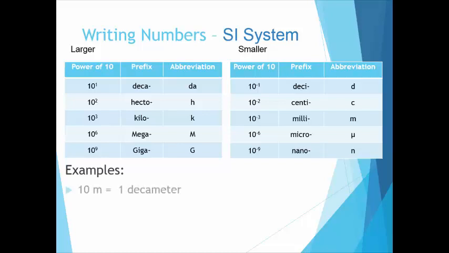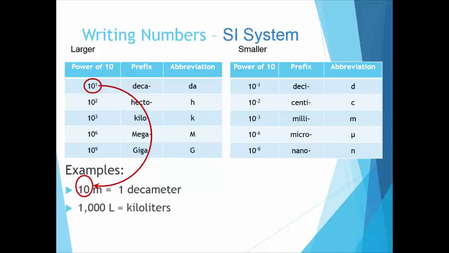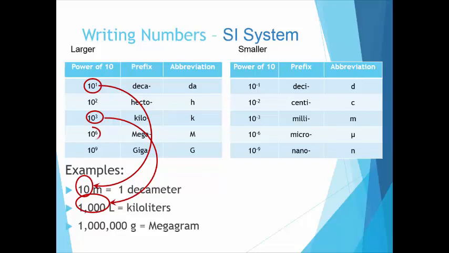Okay, some examples. 10 meters, that's what the M stands for, is the same as 1 decameter. Where did I get that? 10 to the first is the same as 10. All right? 1,000 liters is equal to a kiloliter. Well, where's that? There's my kilo, 10 to the third, 1,000 liters. Okay? 1,000,000 grams is equal to a megagram. Same thing, 10 to the sixth gives me my million.